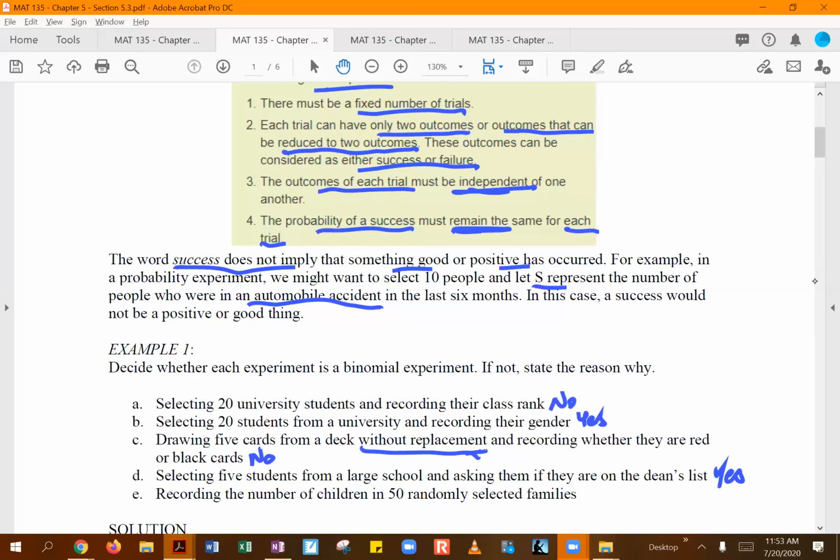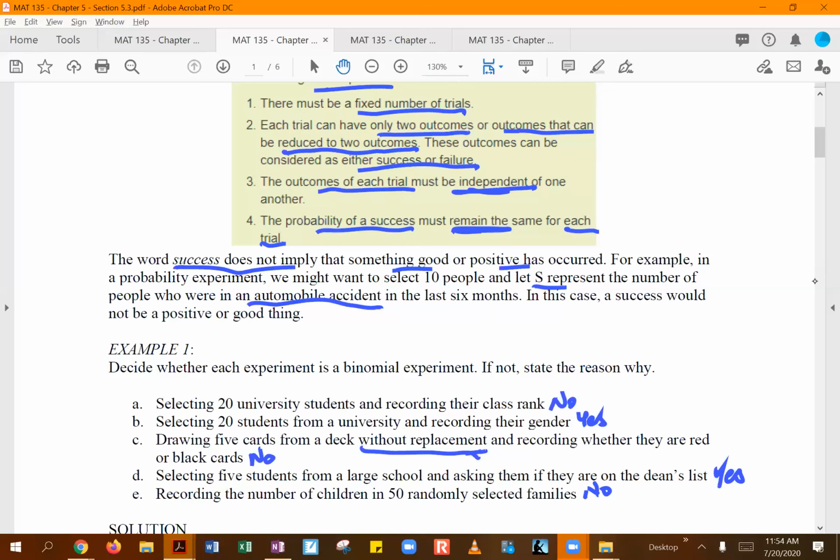Recording the number of children in 50 randomly selected families. Lily, you're saying no? Okay, and why is that? Yeah, exactly. You can have a large variety of numbers because if you think about it, one family could have no children, so there would be 0. Somebody could have only 1 kid, another family could have 2 kids, 3 kids, 5 kids, 7 kids, whatever it will be.